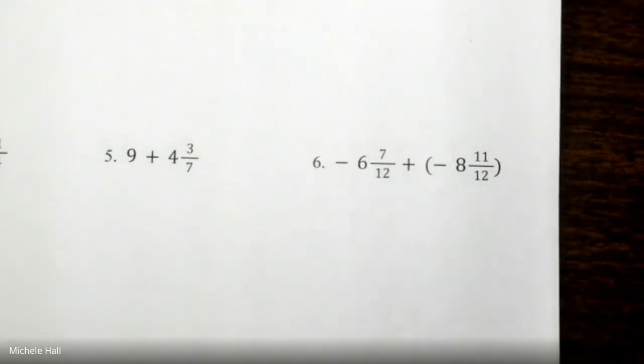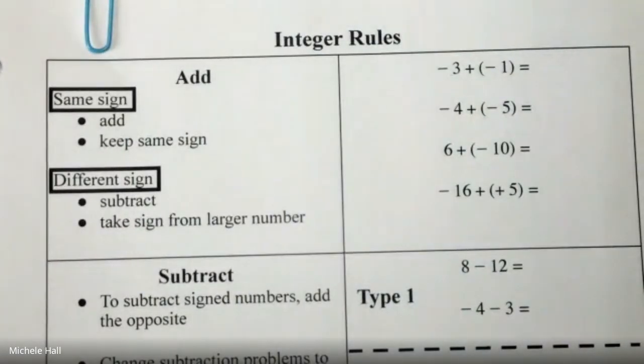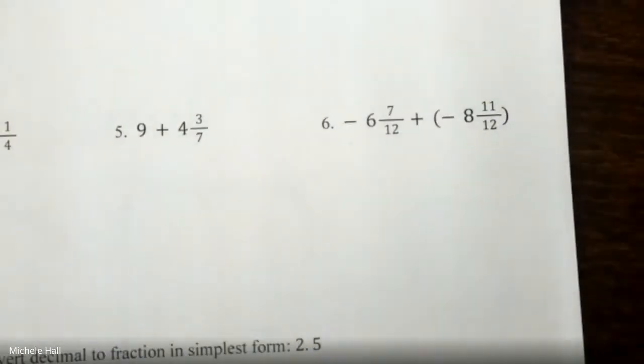Well, what's the rule for adding the same sign? So go back to your integer rules. Look at your integer rules. What is the rule for adding the same sign? Add them up and keep the same sign. So you're going to add them up and keep the same sign.